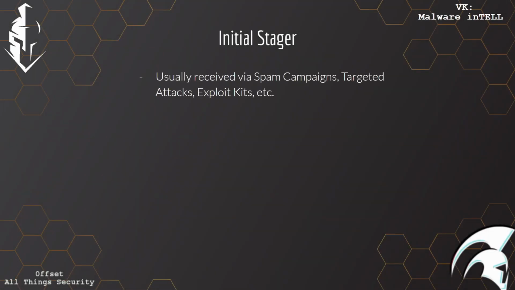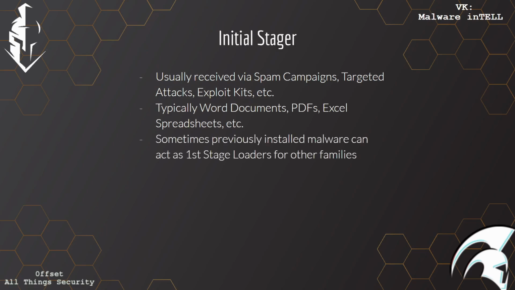Initial stages are usually received via spam campaigns, targeted attacks, exploit kits, and many other different forms of spreading. And they're typically in the form of Word documents, PDFs, Excel spreadsheets. Sometimes previously installed malware can act as first stage loaders for other families. So you may have an infection of Emotet, which will then download TrickBot, which will then download Ryuk ransomware, and so on. That's actually quite common.